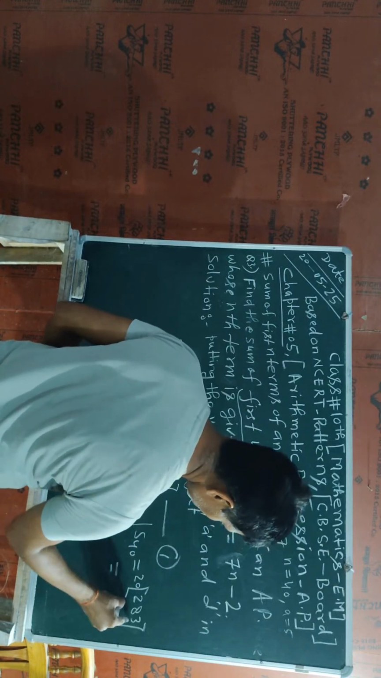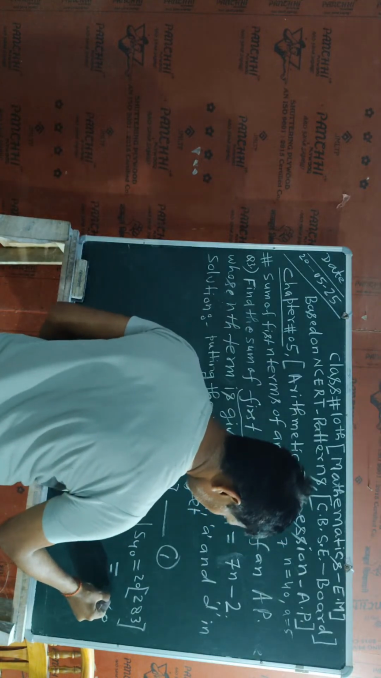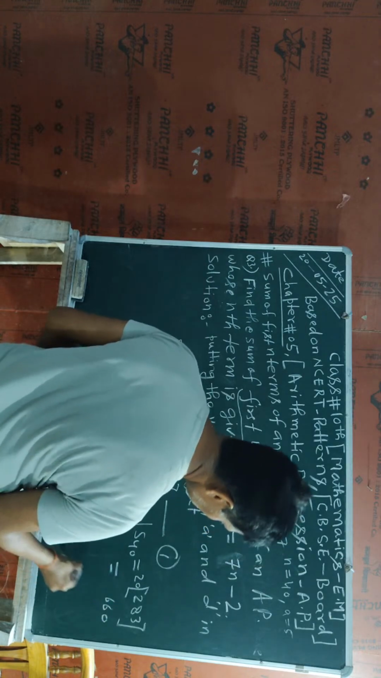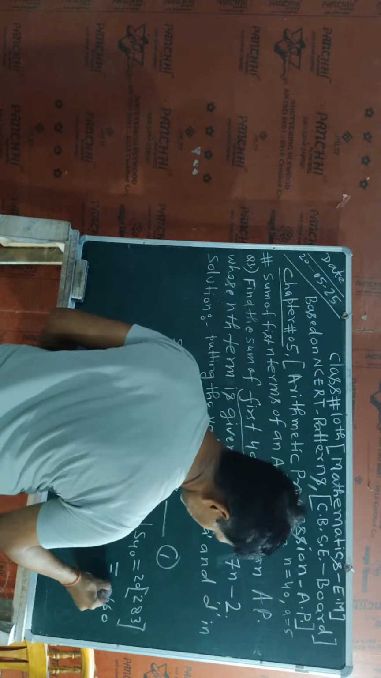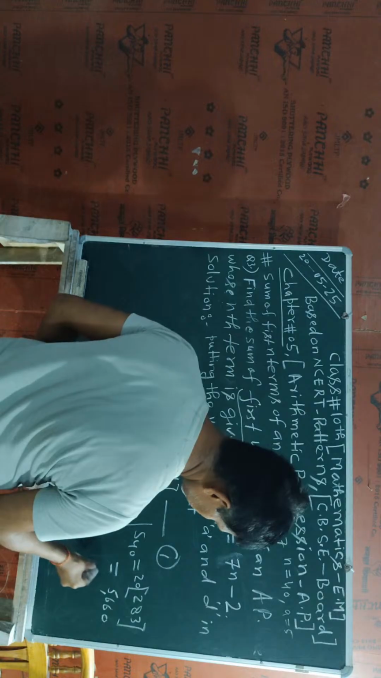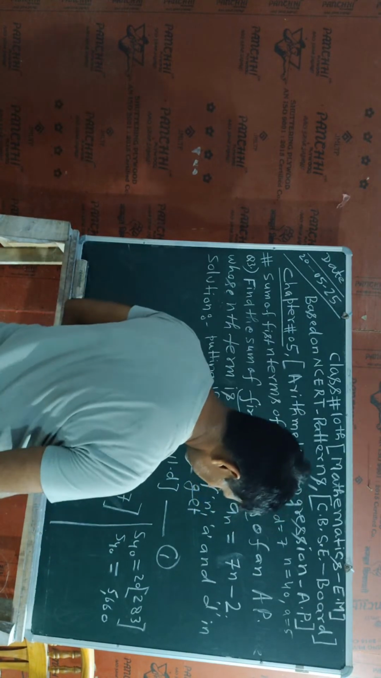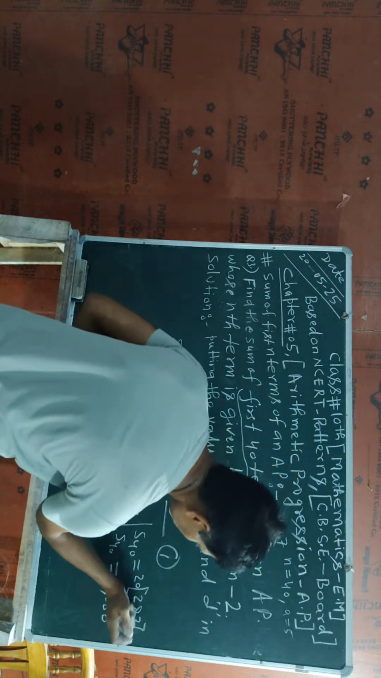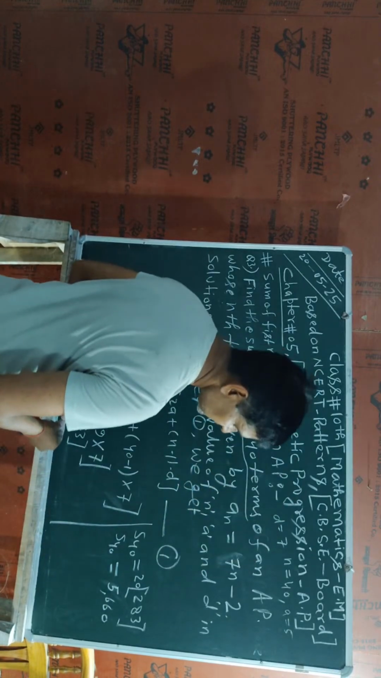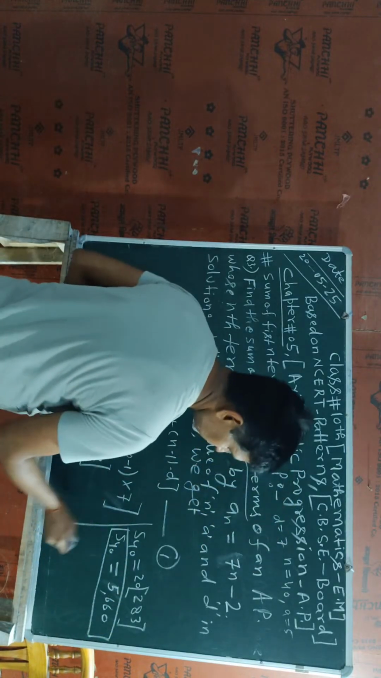So 20 times 283 gives 0, 3 to the 6, 8 to the 16, 1 to 2 the 4, 1 5. So I will say 5660. So S24 is equal to 5660. So this is the answer of the given question.